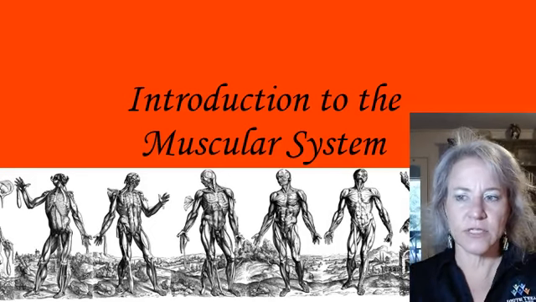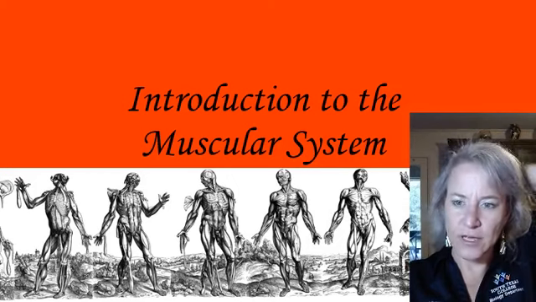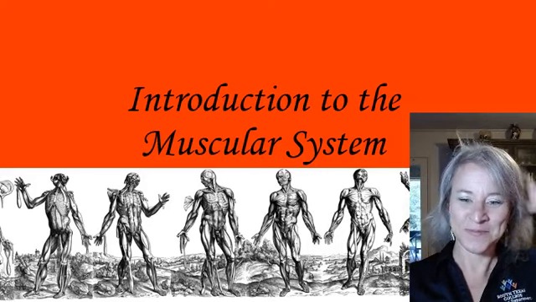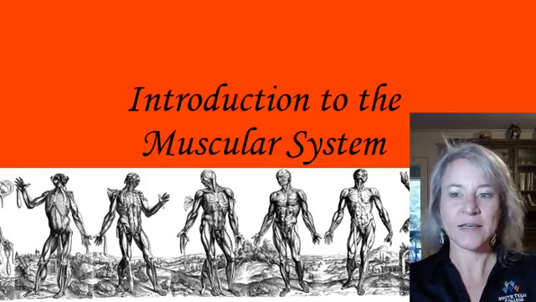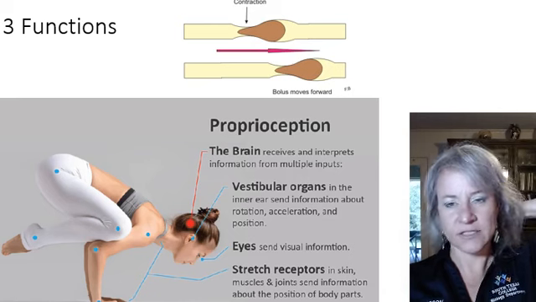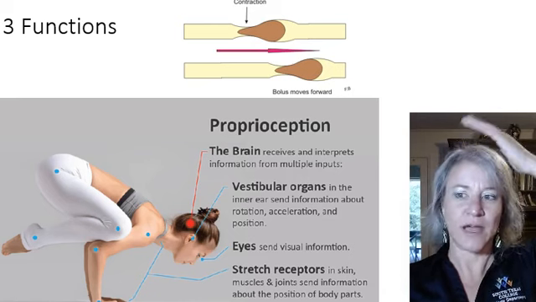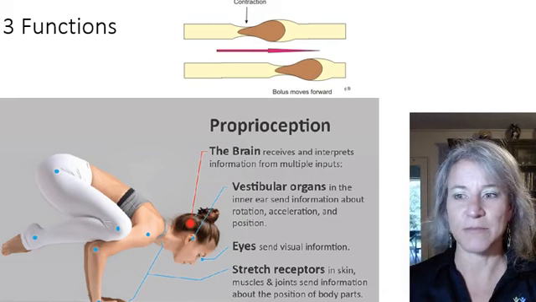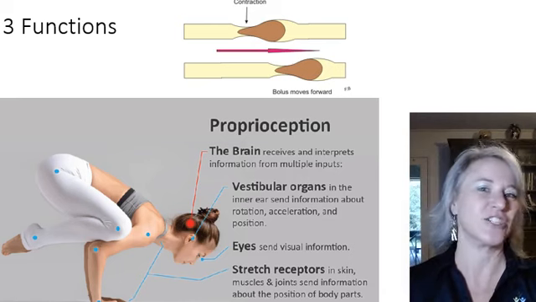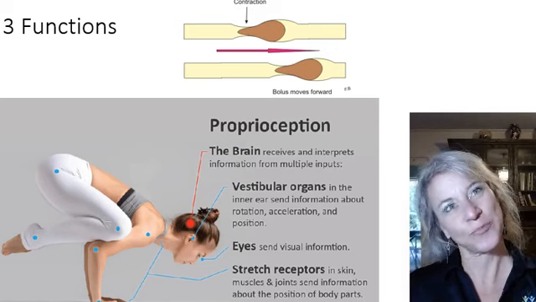Okay, we're going to do the introduction to the muscular system. The muscular system has 3 functions. You might be able to just come up with them on your own. What might be the functions of the muscular system? There are 3.